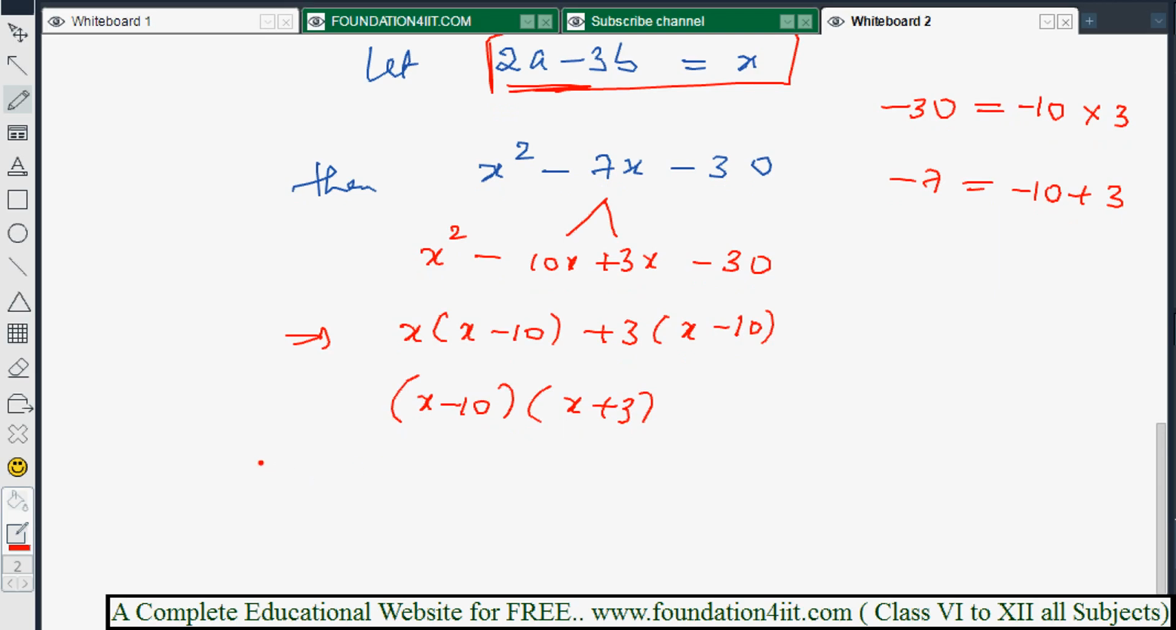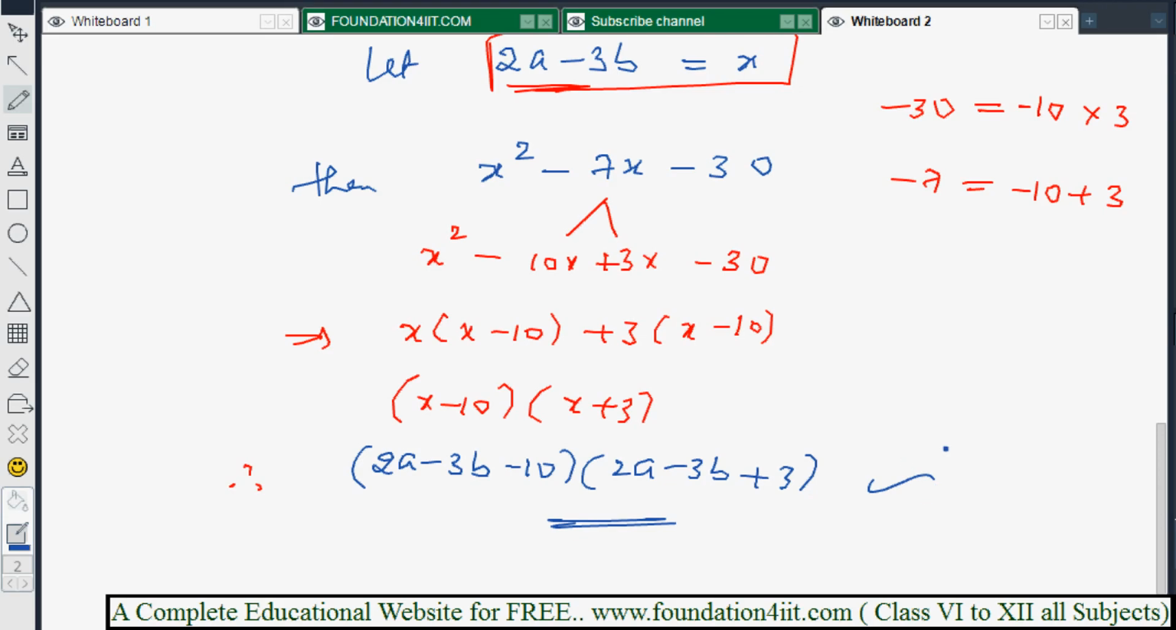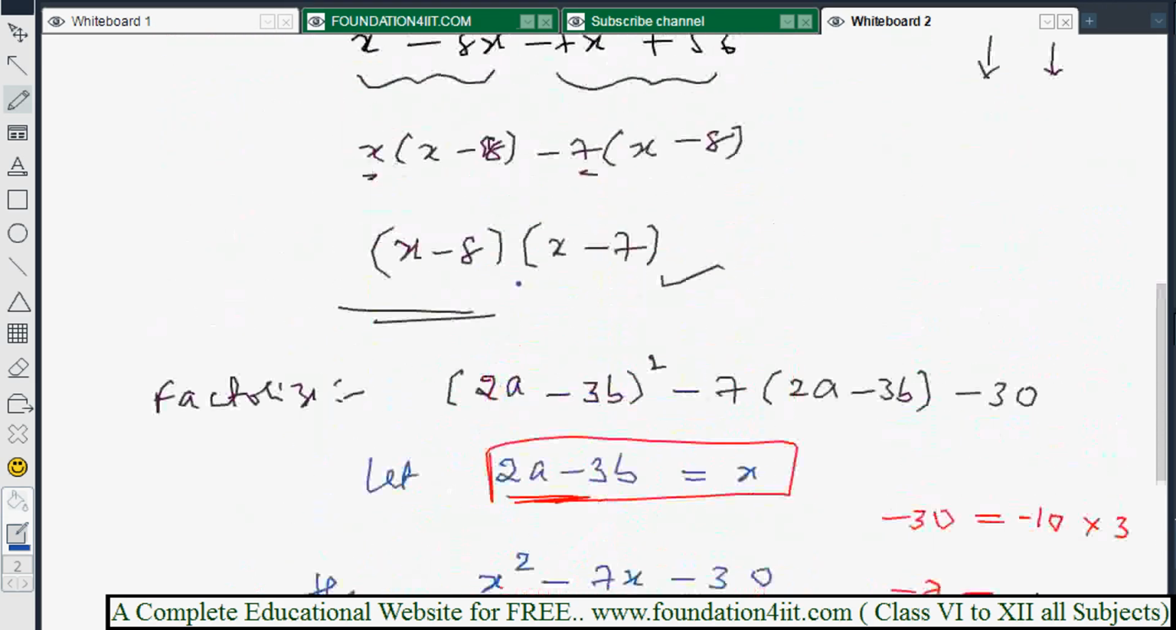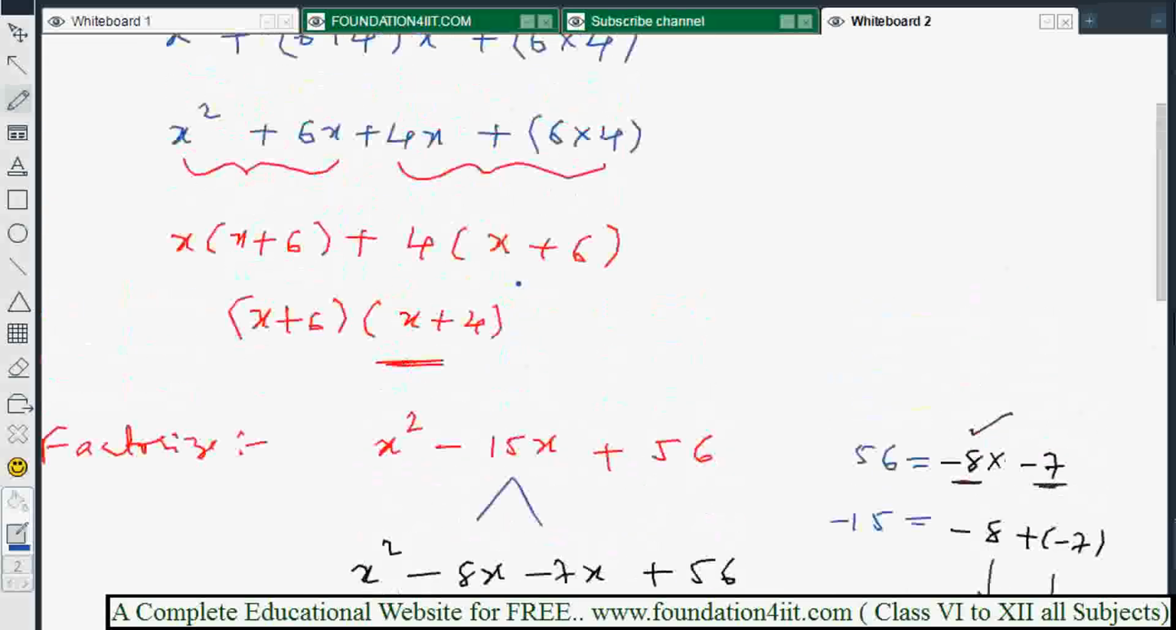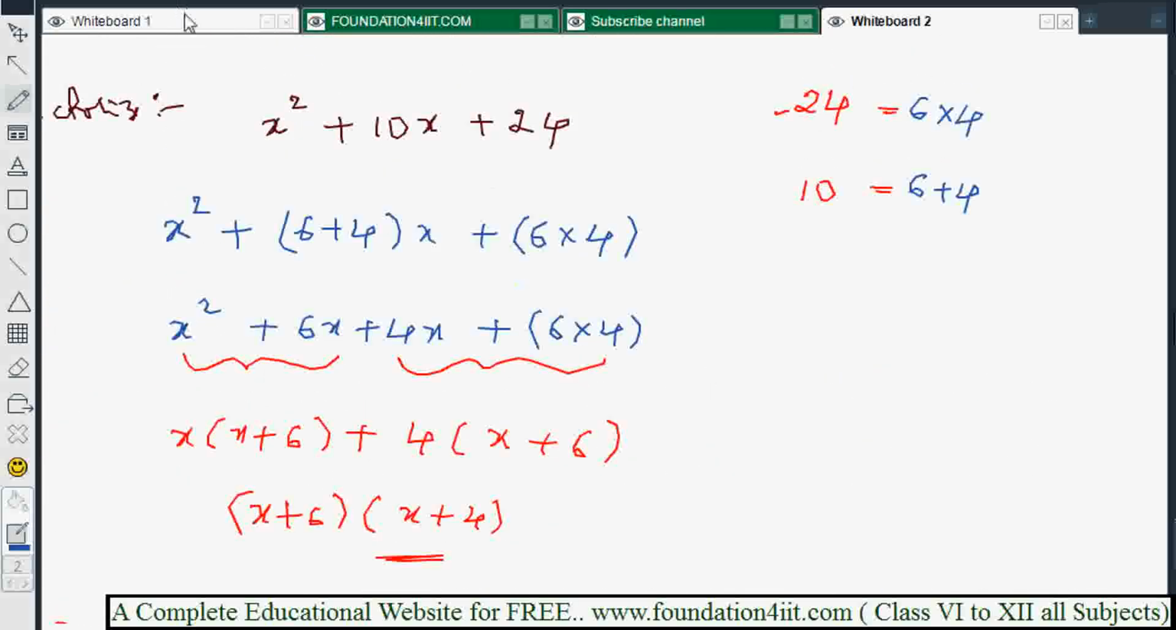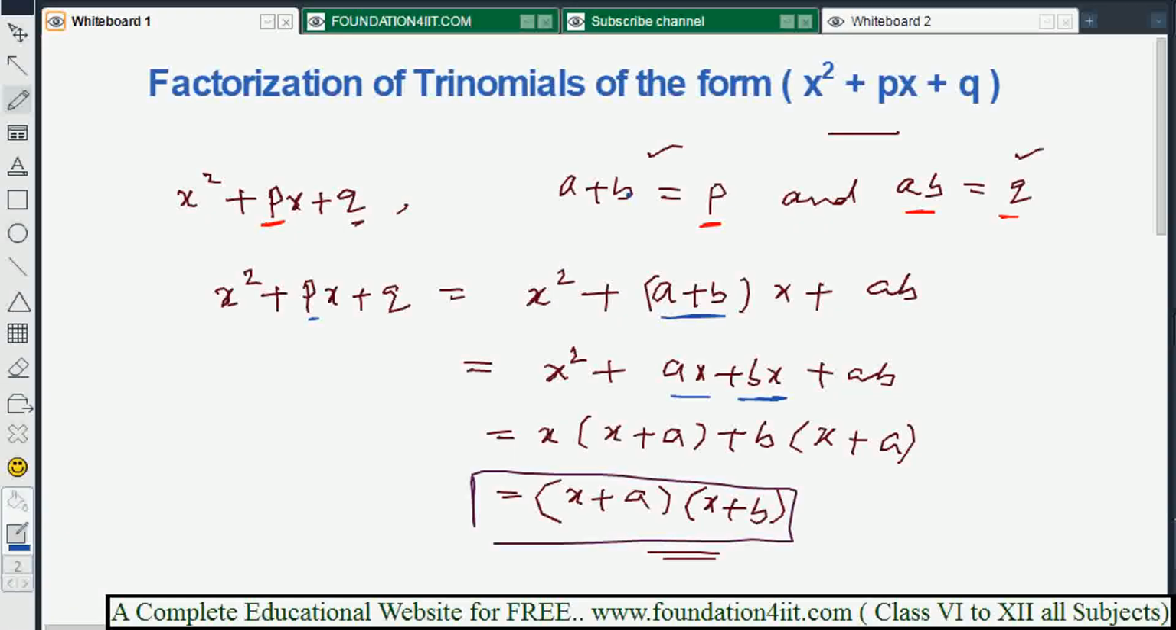In the place of x, substitute 2a minus 3b. Then we get 2a minus 3b minus 10, and in the place of x, 2a minus 3b plus 3. So this is the final answer, right? In this way we can easily simplify. The main concept is that you need to verify that the x coefficient should be equal to the sum of the two numbers and the constant equal to the product of the two numbers. If you can do that, then you can write the answer by this formula.